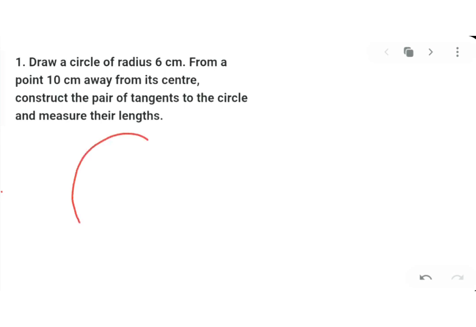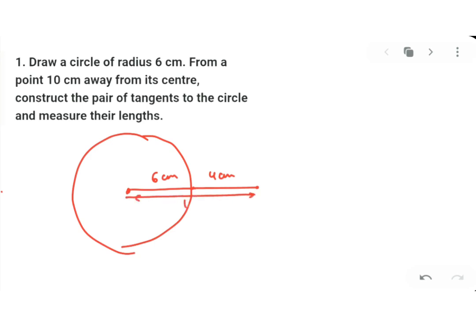So, this is your circle of 6 centimeter. Now you have to take, so this is your radius, 6 centimeter. With a scale, I'll take 4 centimeter more away from the circle, that will make a total of 10 centimeter, and I'll mark a point P.